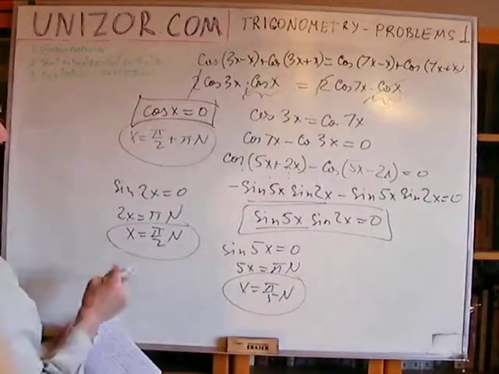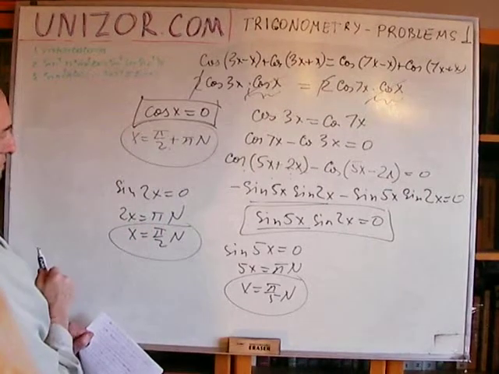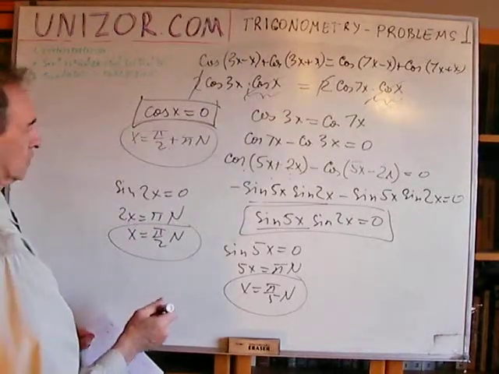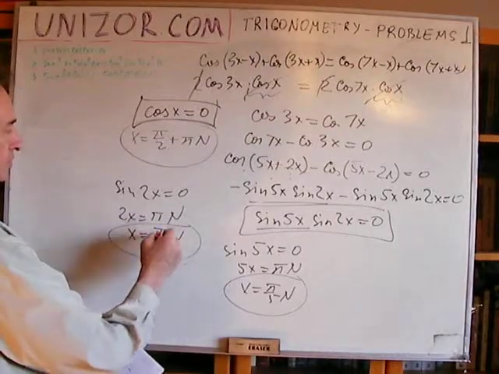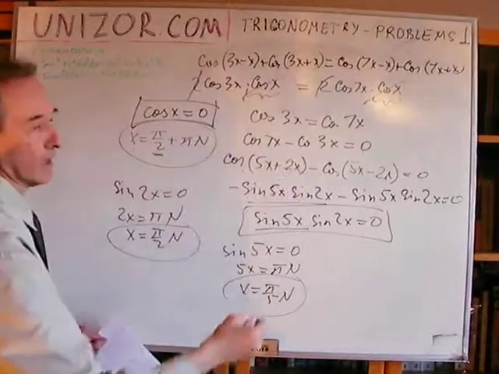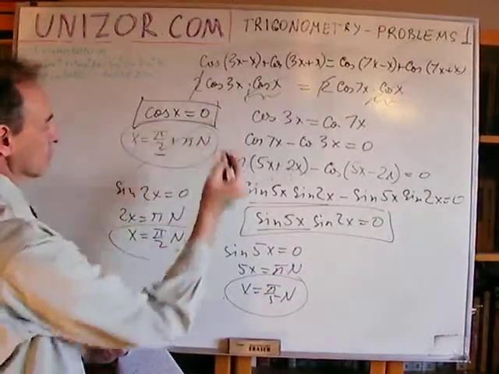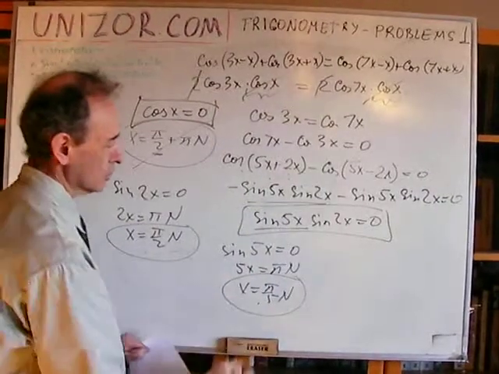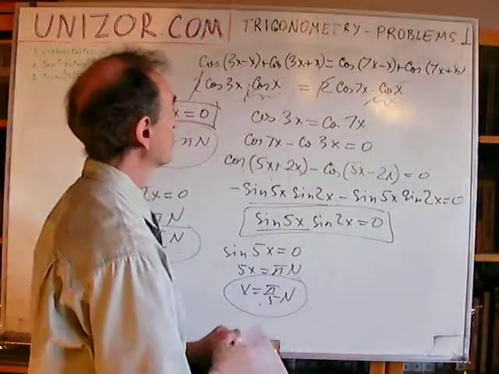But if you look at this, this one includes these points. That's very easy to determine, right? Because this is pi over 2, pi, 3 pi over 2, 2 pi, etc. And this one, just every other one from these points. So basically, we can disregard this solution, and these two constitute the solution to the trigonometric equation, which was in the beginning.